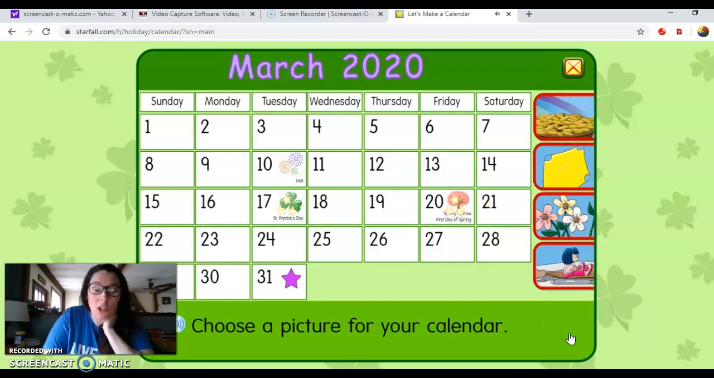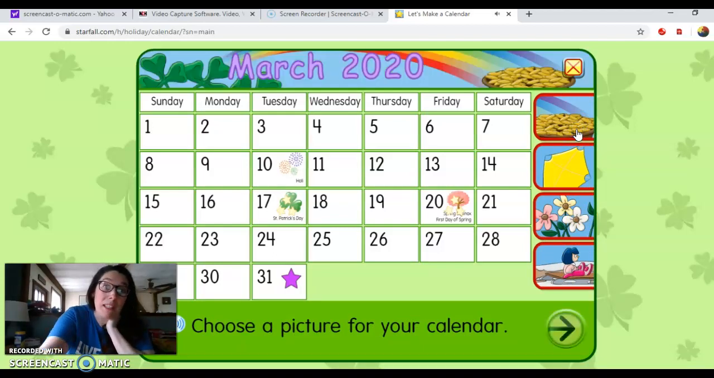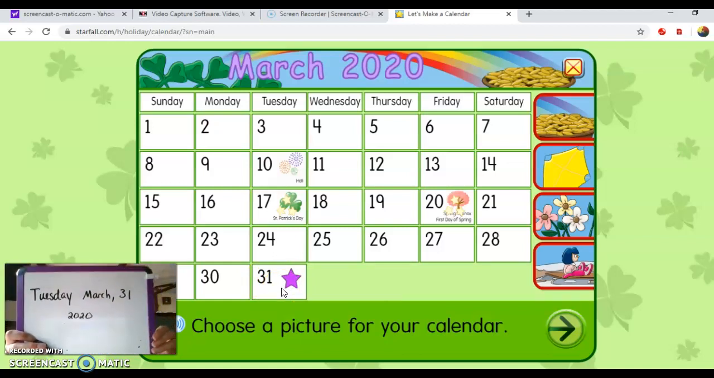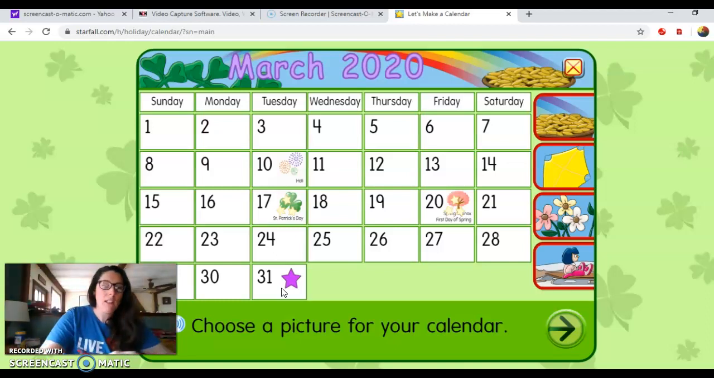There's that picture. Yesterday, do you remember what we picked? We picked this picture. It's the rainbow and the gold and the shamrocks. We're going to keep that picture for today. Guess what? Today is the last day in March. The whole date looks like this. Tuesday, March 31st, 2020.